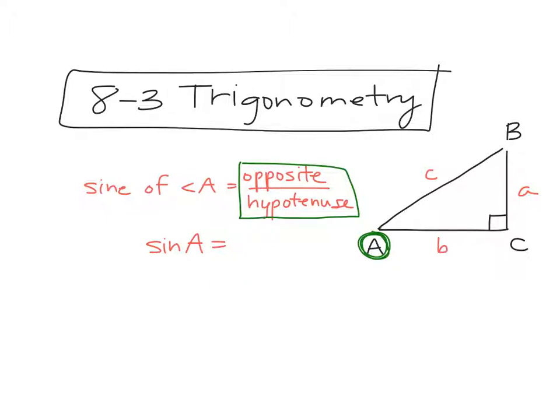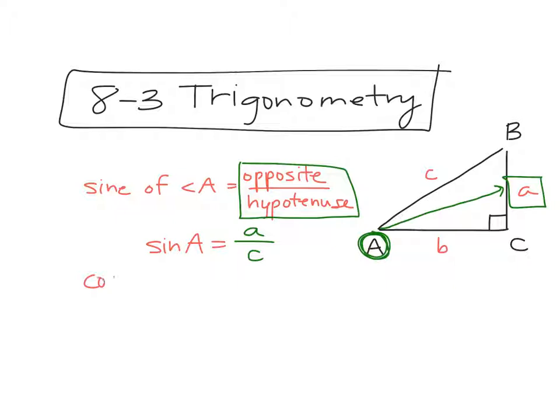So which side would you say is opposite A? A, B, lowercase a, lowercase b, or lowercase c? Lowercase a, right? Across from angle A, the opposite side is this a. So sine A is a over the hypotenuse. What's the hypotenuse? Lowercase c, right? Your hypotenuse is always across from the right angle, so that is c. So sine A is a over c.